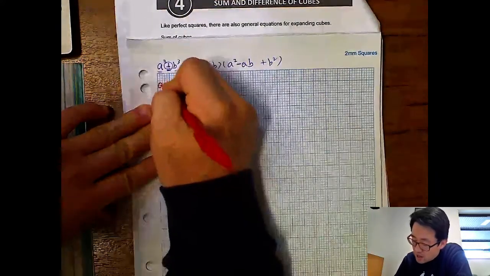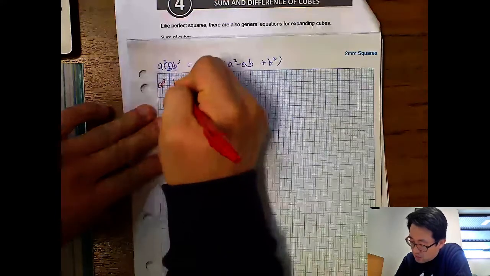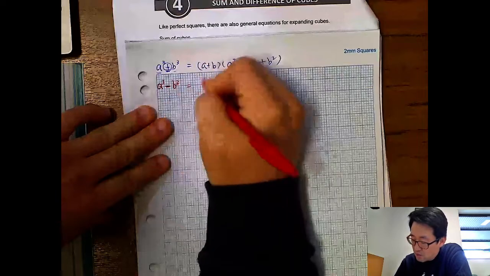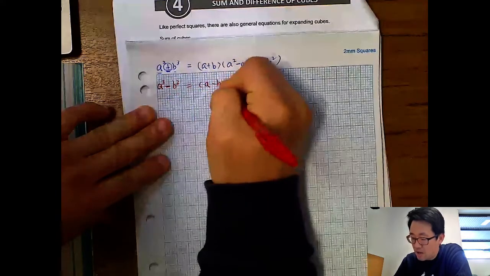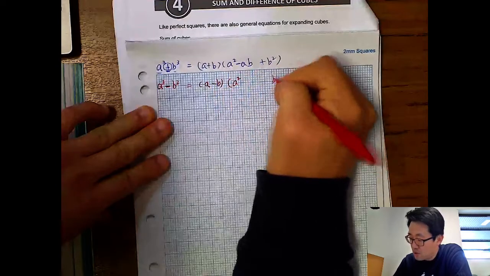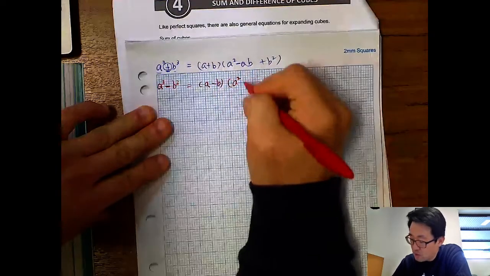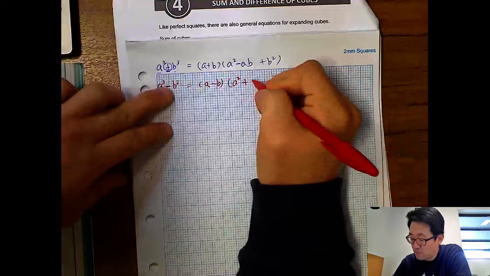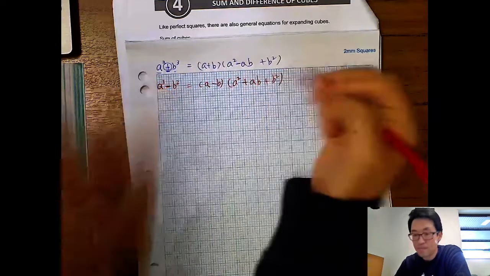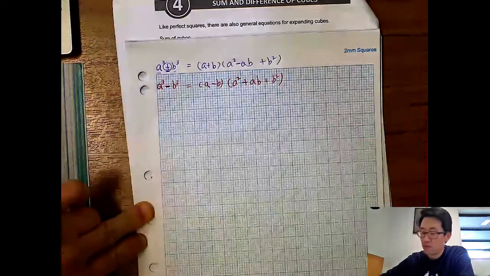This one is a cube minus b cube. Since it's negative here, it's a minus b, the same; a squared and b squared are all the same. The middle one is the opposite of that sign, so plus ab. Can you do that? You should be able to do it.